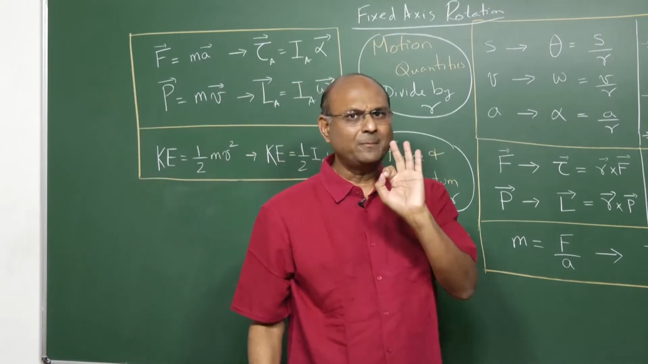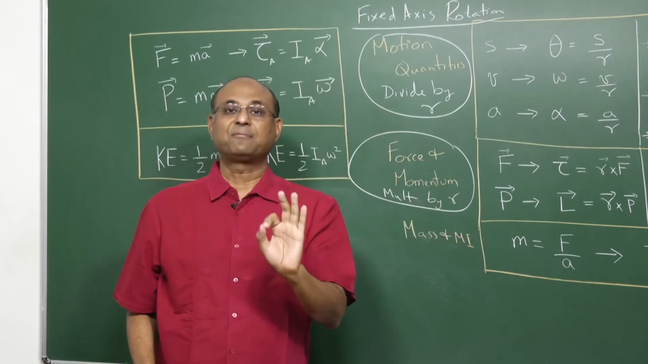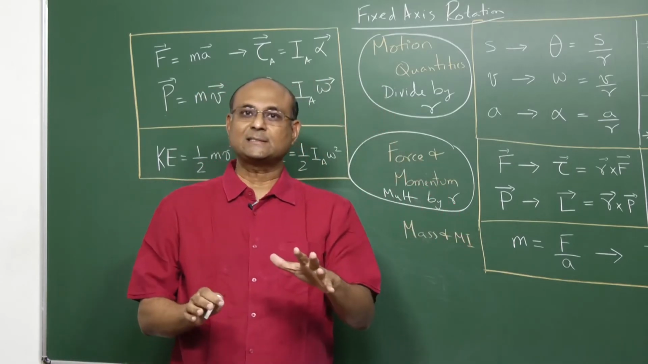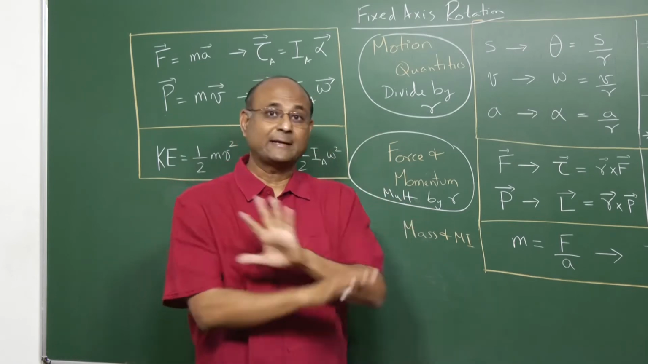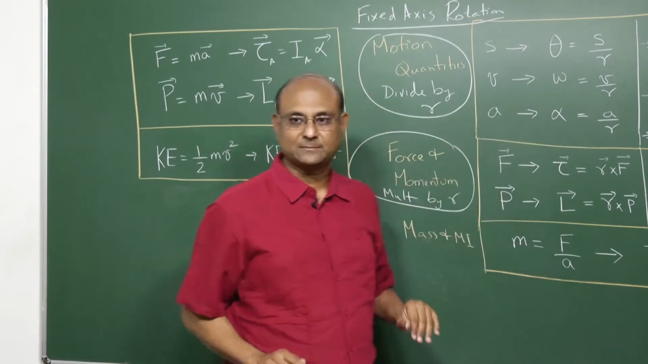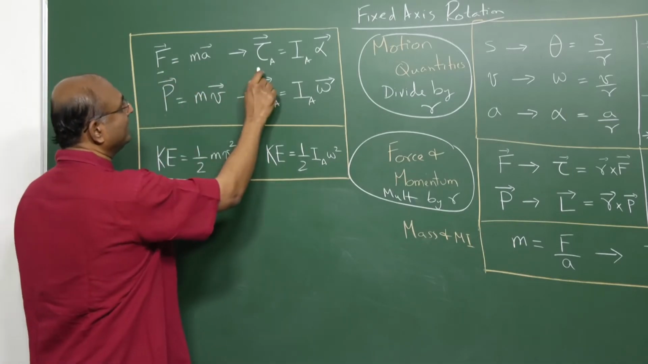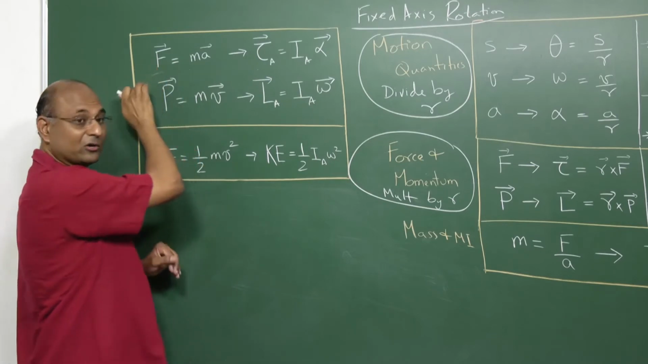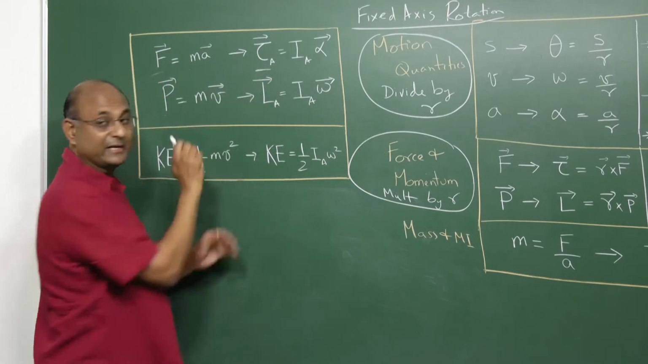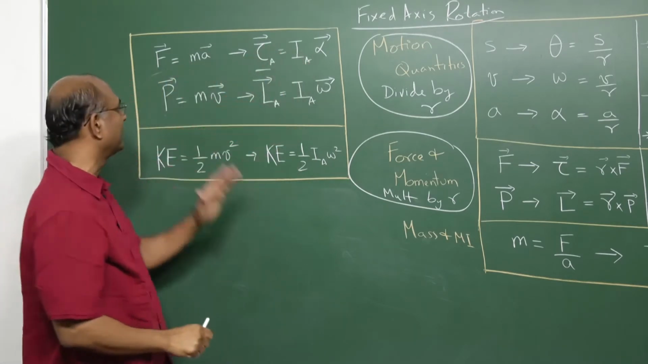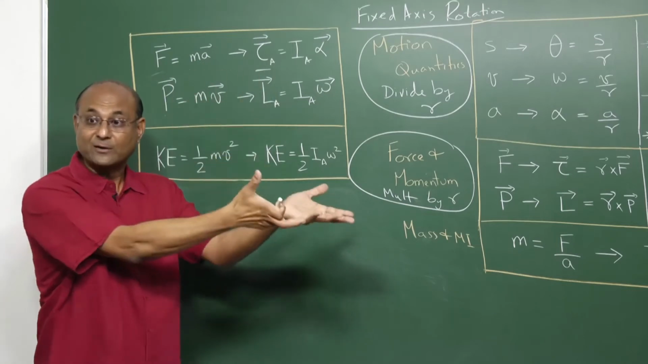It doesn't require constant alpha. It could be fixed axis and it could have varying alpha. Everything else can change, but the axis cannot change. Now if you notice, F is an old quantity. Tau is a new, different quantity. Torque is a different quantity. Momentum, angular momentum, different quantity.